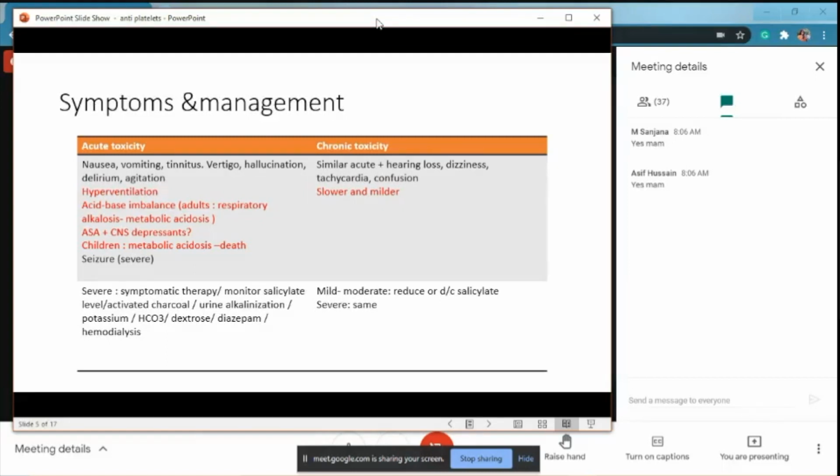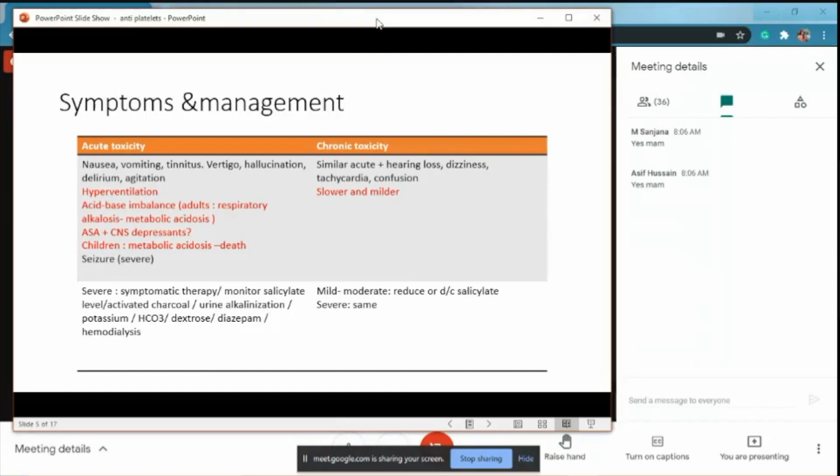Now, let's move on to chronic toxicity. Chronic toxicity will be similar to acute toxicity, with all the symptoms, plus hearing loss, dizziness, tachycardia, and confusion. One thing you have to remember in chronic toxicity is that the symptoms are slower and milder than in acute toxicity.